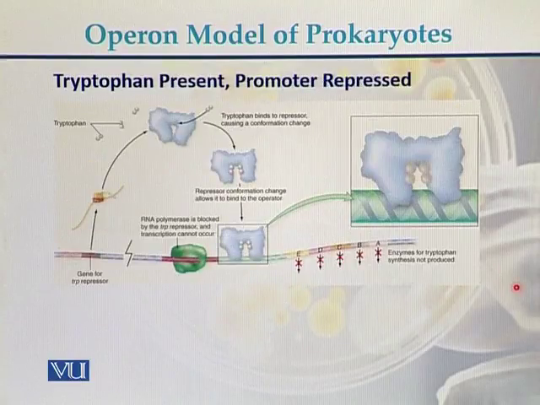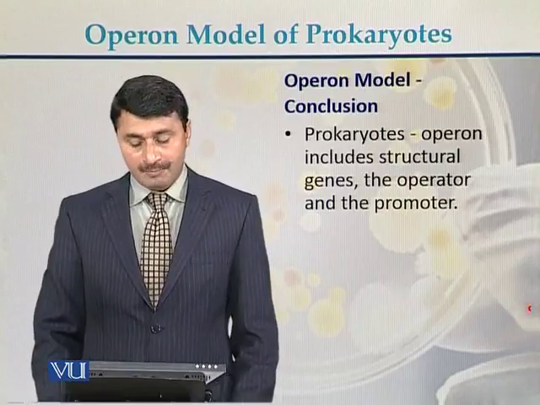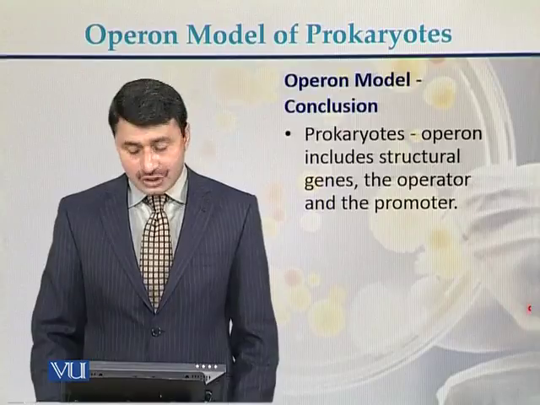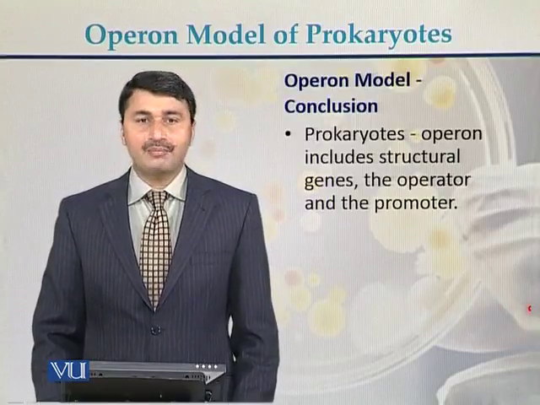On the other hand, if tryptophan is present, then the promoter is repressed. When the promoter is repressed, it blocks the function of the RNA polymerase and there will be no transcription of the structural genes. So to conclude, prokaryotes have operon models which consist of structural genes, the operator region, and the promoter region.